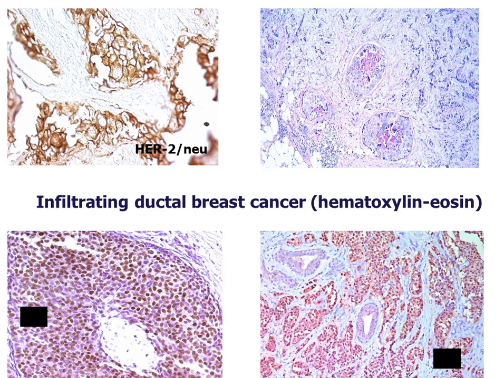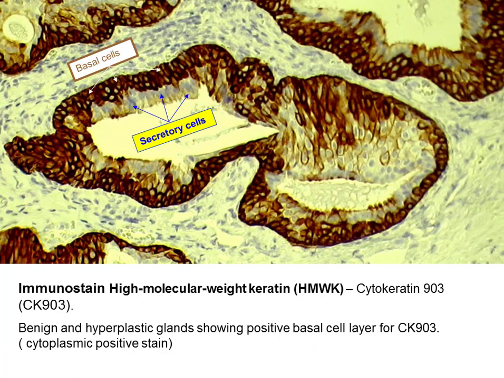Here you can see the more widely used immunohistochemical investigation, that is the investigation of invasive breast cancer. For breast cancer, we use 4 main markers: HER2/neu, estrogen, progesterone, and Ki67. We will talk about it later. Here you can see also immunohistochemistry with staining of the basal cells by cytokeratin 903.